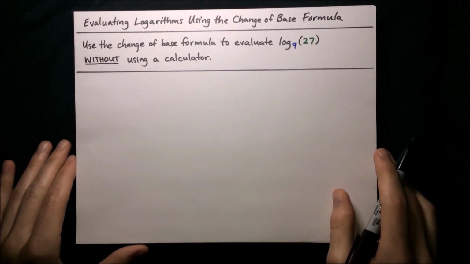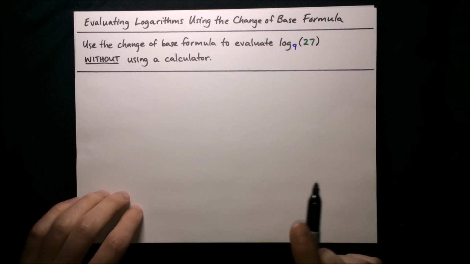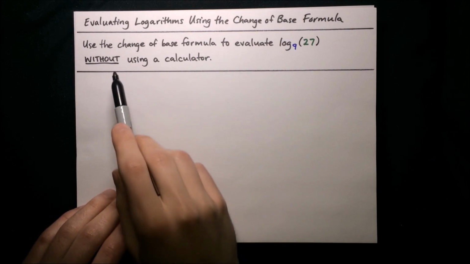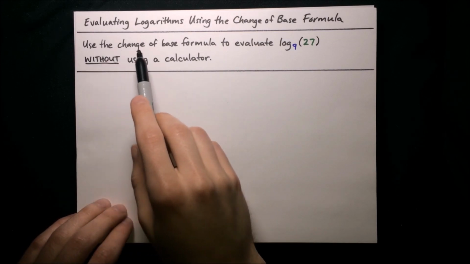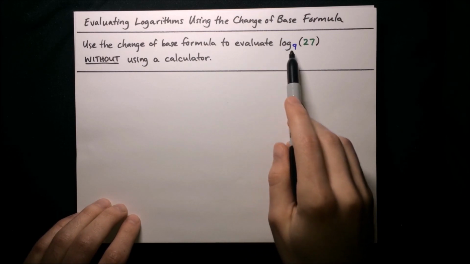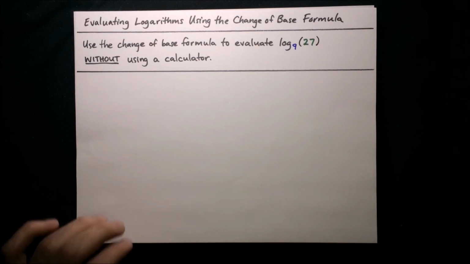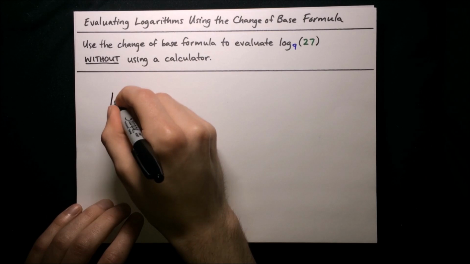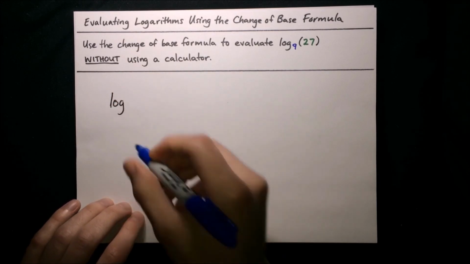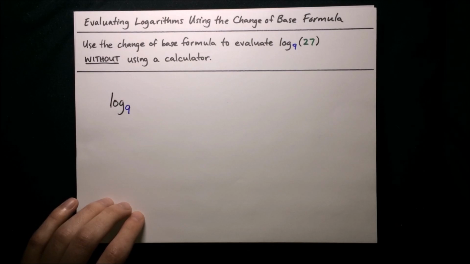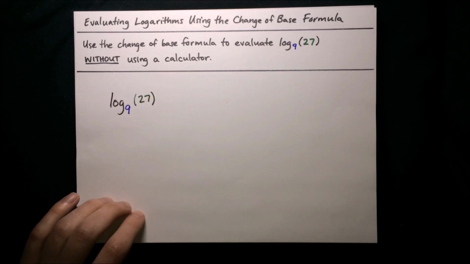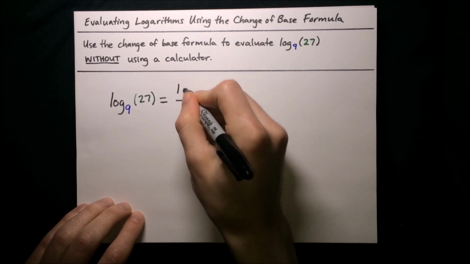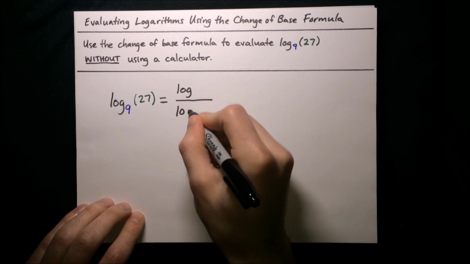So previously, we saw how the change of base formula can be used to help us evaluate logarithms using a calculator, and in this example, we'll also see how it can be used to evaluate logarithms without using a calculator. So here we want to use the change of base formula to evaluate this log base 9 of 27 without using a calculator. So why don't we write down the template for the change of base formula first. We're starting out with log base 9 of 27, and we're going to be changing the base of that logarithm and expressing that as a ratio of two logarithms. So it'll be some log base something over log base something.